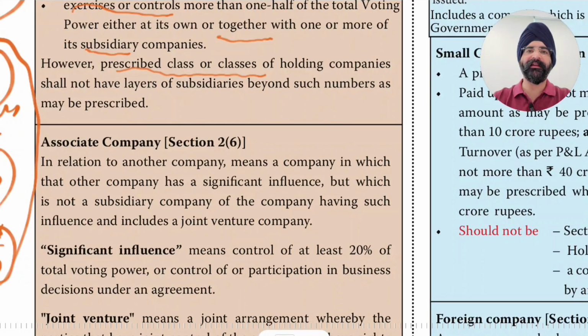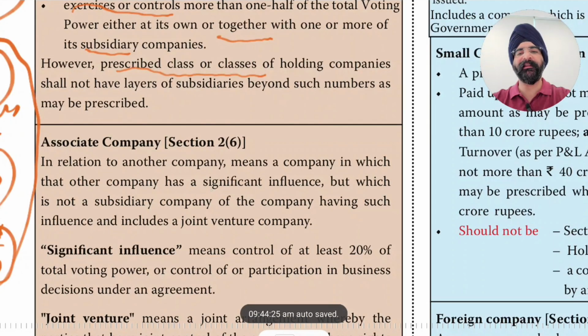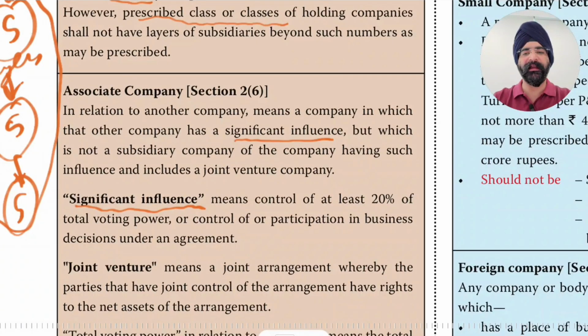The second requirement is that there is significant influence. However, there is no control of composition of the board, and no control of more than half of the voting rights. Then this company qualifies to be termed an associate company in relation to this other company. Now, the words used here are significant influence. What is significant influence?